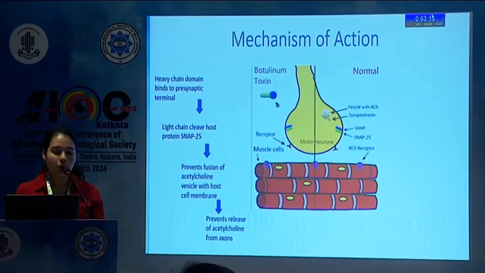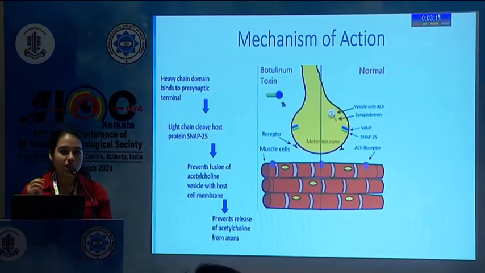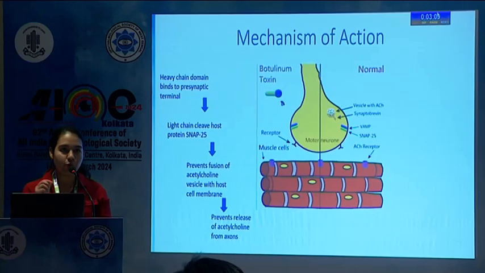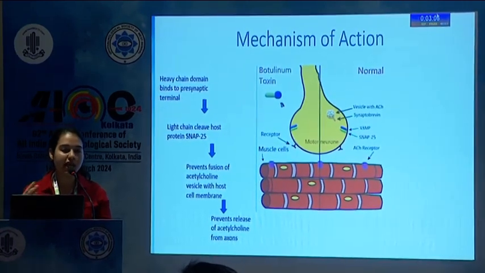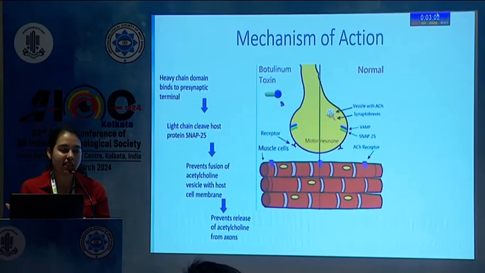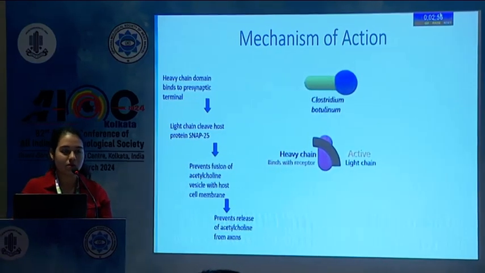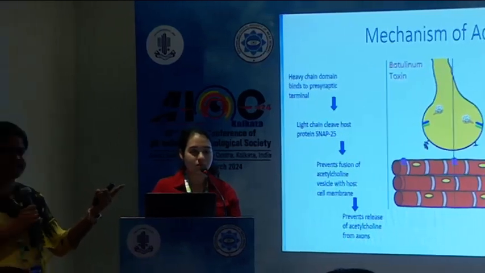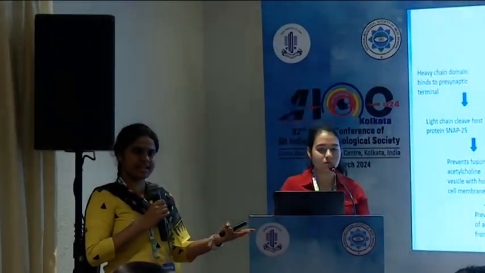So, coming to how does it act? The light chain causes cleavage of SNAP25 protein, which is responsible for the exocytosis of acetylcholine. So, there is no degranulation and no release of acetylcholine in the synaptic cleft. If there is no acetylcholine, there will be muscle flaccidity. So it can be used either in spastic muscle conditions or to decrease secretions.